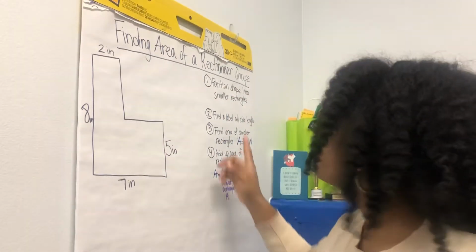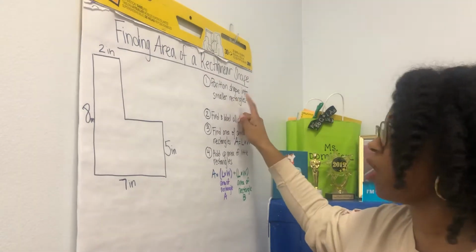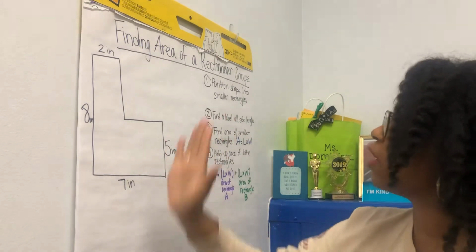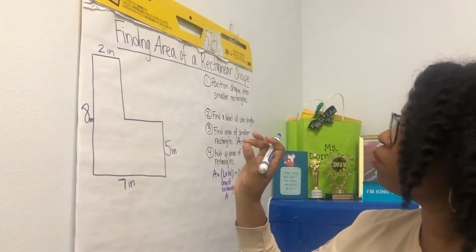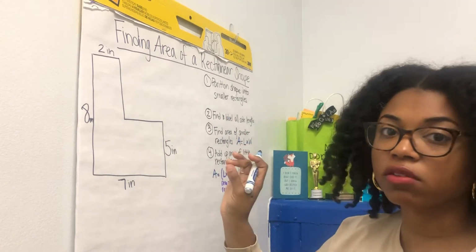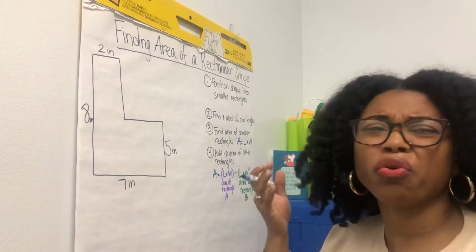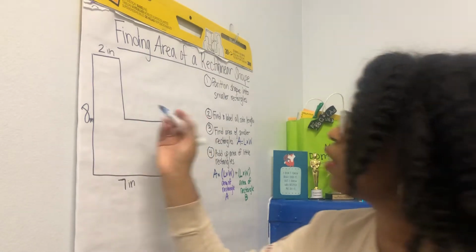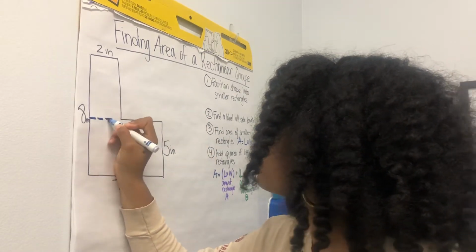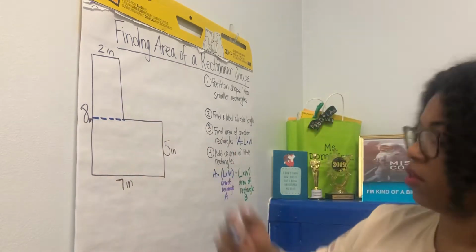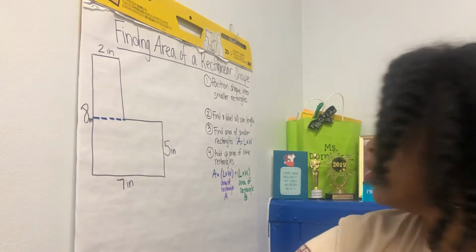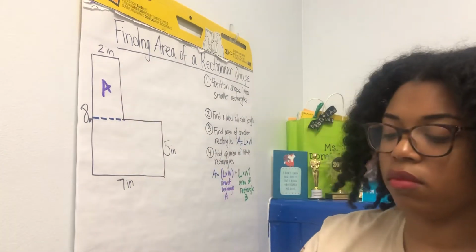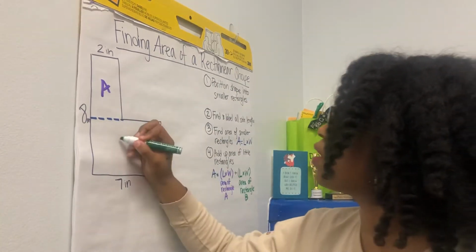Here's what we have to do. First, we need to partition the shape into smaller rectangles. So that's the first thing I'm going to do. I'm going to partition the shape to make multiple rectangles, perfect rectangles. Usually you only need to partition it into 2 rectangles. So let me see. I'm going to partition it at a corner. So I'm going to partition it right here. And I'm going to draw this dotted line. So now this is going to be rectangle A. And this is my rectangle B.